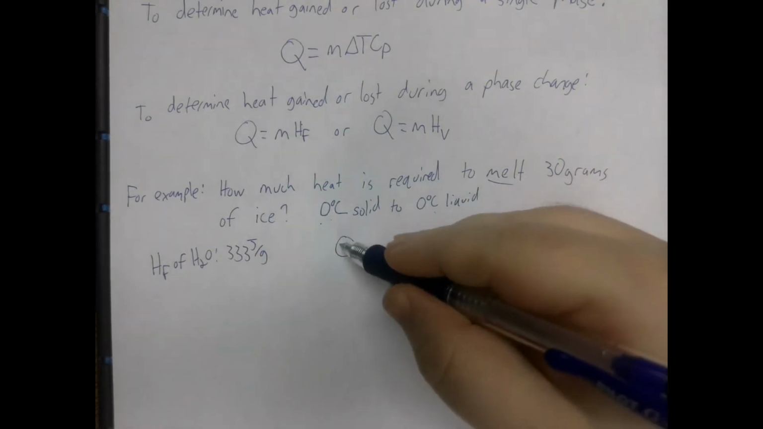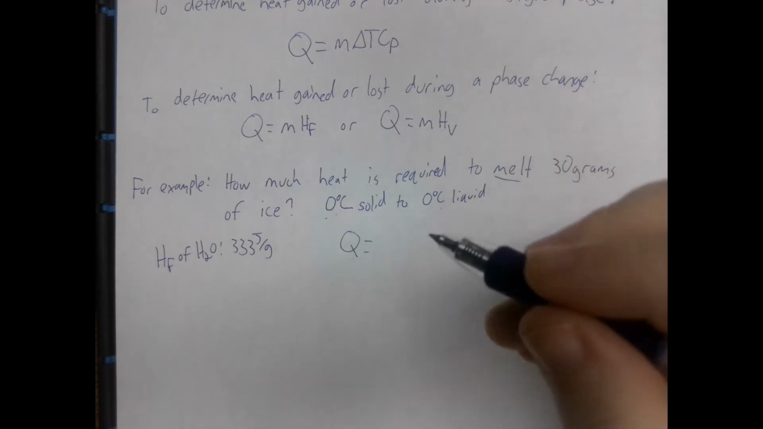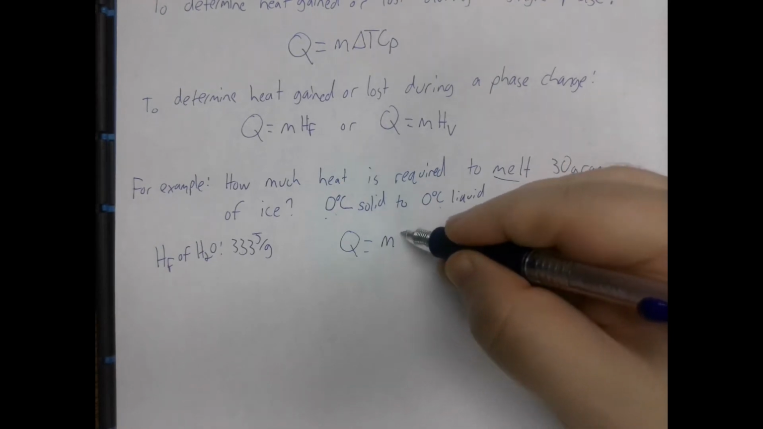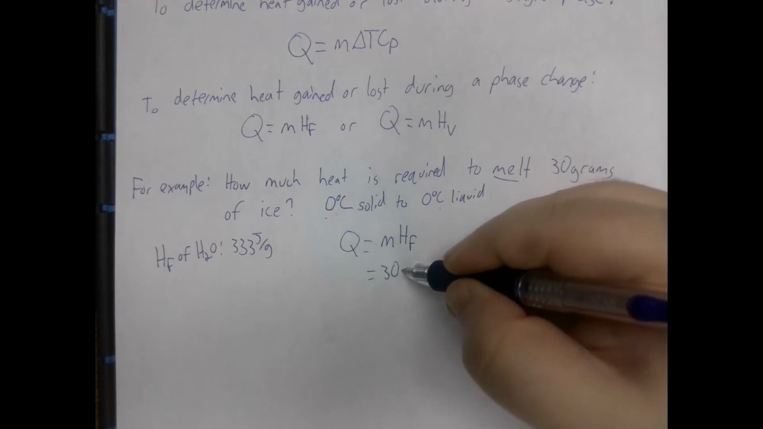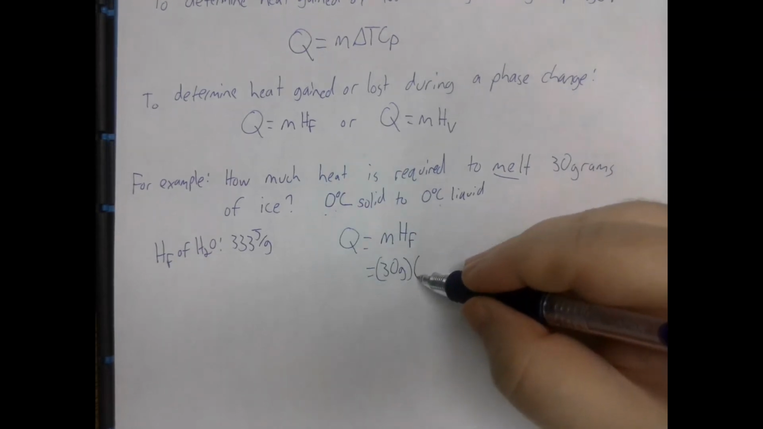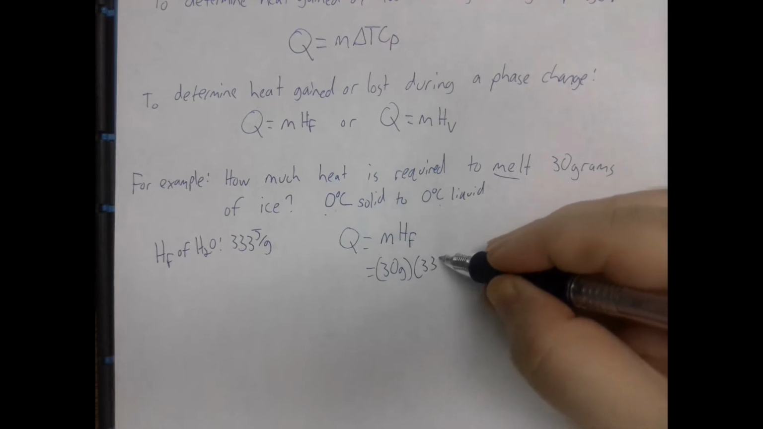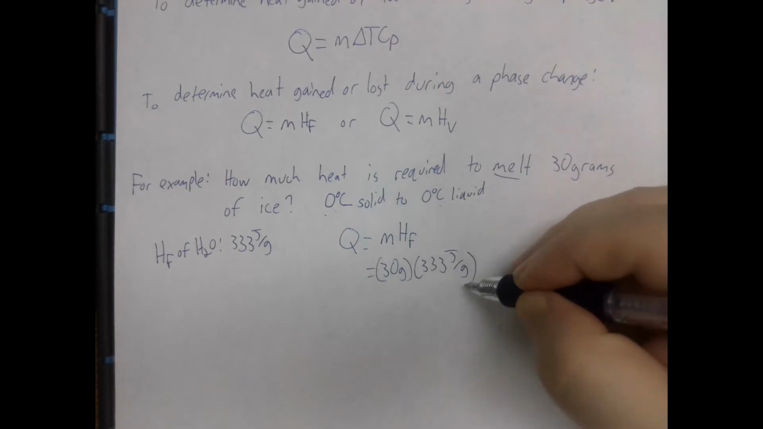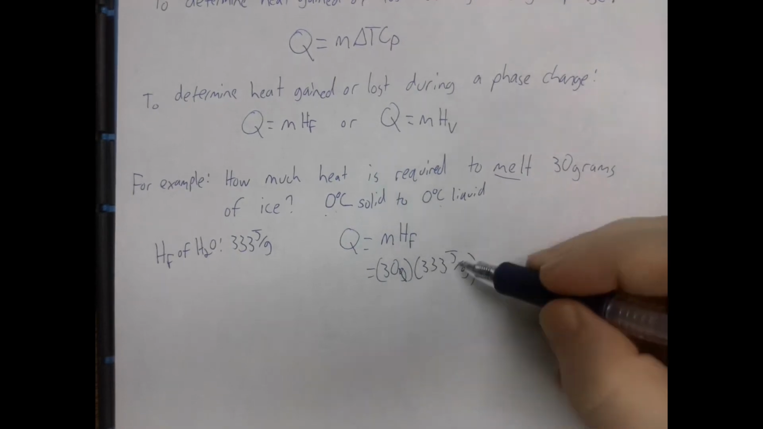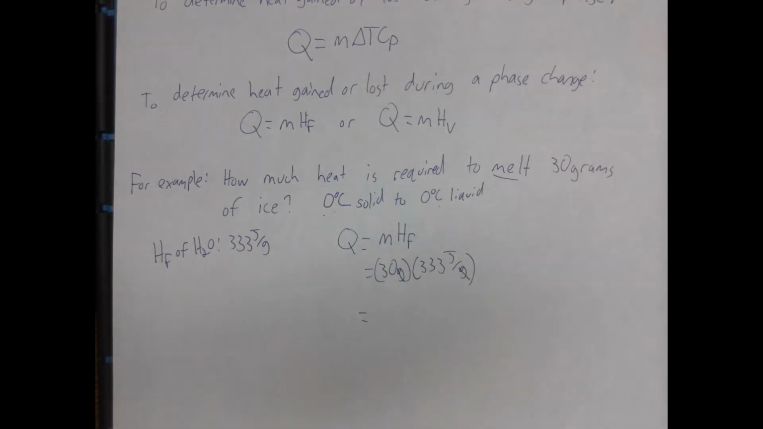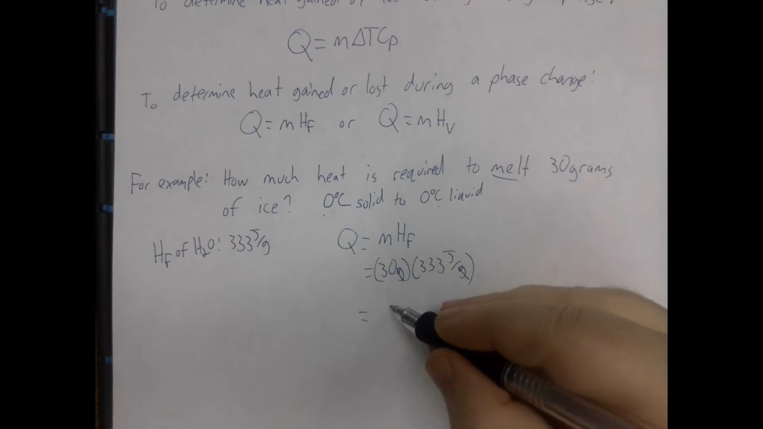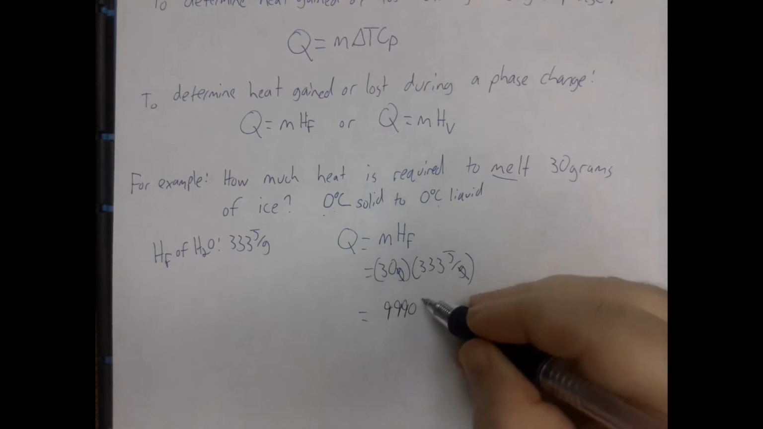So the total heat during this will be equal to the mass times HF. Mass is 30 grams. HF for ice is 333 joules per gram. Grams cancel out, leaving us with just joules. And we get 9,990 joules of energy.